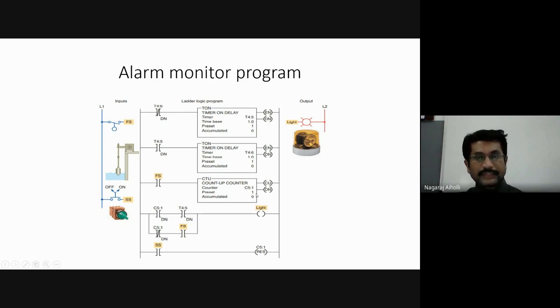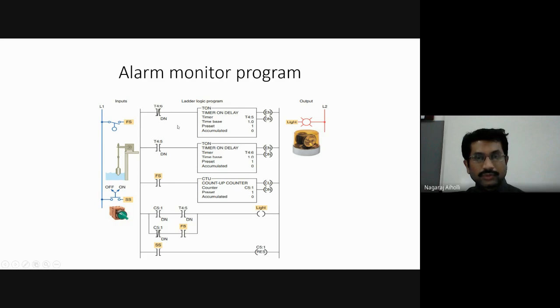The accumulated value is 0, the preset value is 1 only. So it goes from 0 to 1, and the done bit will be activated. As this done bit is activated, the C5:1 done bit is now on. At the same time, what is happening here? T4:6 is not yet activated still, so its done bit is 0.